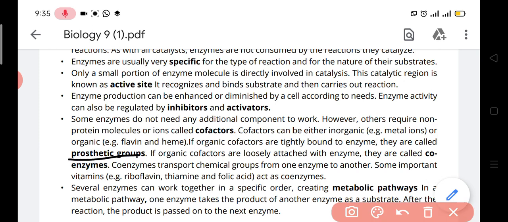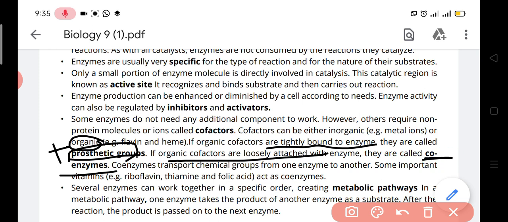As I told you before, there's an organic cofactor as well. If the organic cofactor is tightly attached with the enzyme, then in that case it will be called a prosthetic group. And if the cofactor is loosely attached with the enzyme, then that will be known as a coenzyme. So a coenzyme basically transports chemical groups from one enzyme to another, and some important coenzymes are riboflavin, thiamine and folic acid.